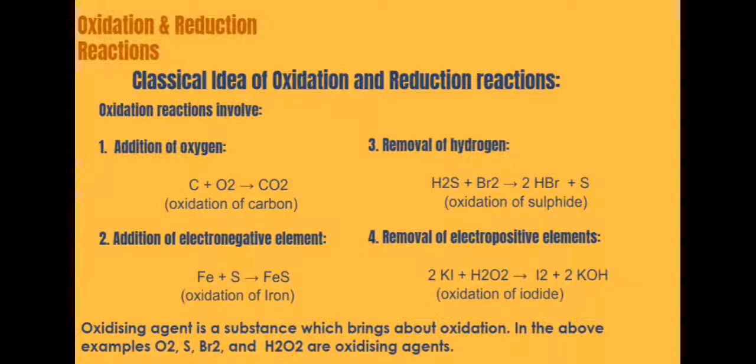Number 3, removal of hydrogen. The chemical equation shows the oxidation of sulfide. Hydrogen sulfide reacts with bromine to produce 2 molecules of hydrogen bromide and sulfur. And number 4, removal of electropositive elements. The chemical equation shows the oxidation of iodine. 2 molecules of potassium iodide react with hydrogen peroxide to produce iodine and 2 molecules of potassium hydroxide. And the oxidizing agents in these examples are oxygen, sulfur, bromine, and hydrogen peroxide.